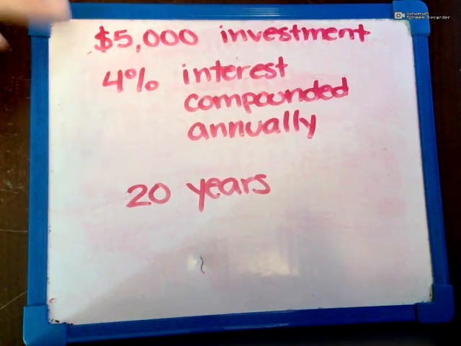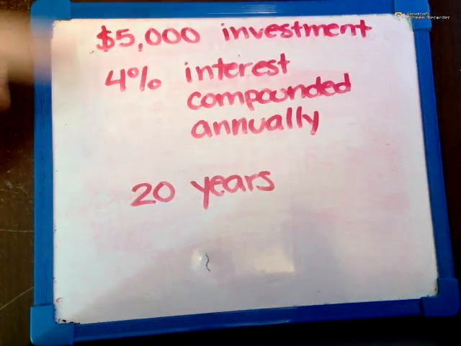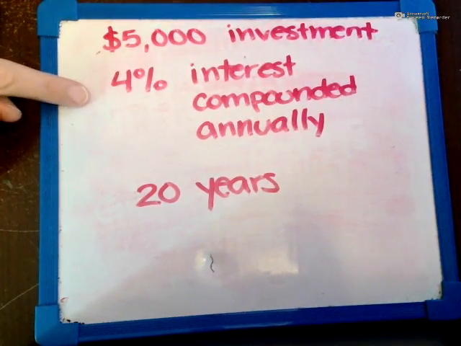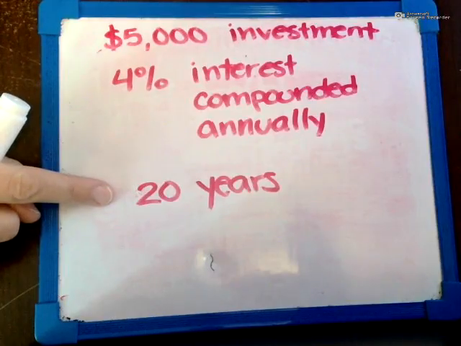Okay, first of all, Aisha's rich because I don't have $5,000. Second of all, I should understand what 4% interest compounded annually means because I'm an adult, but I don't care because in 20 years I will probably be dead.